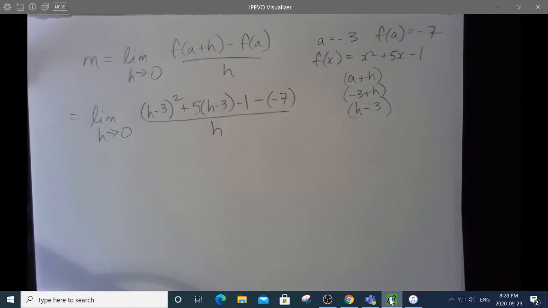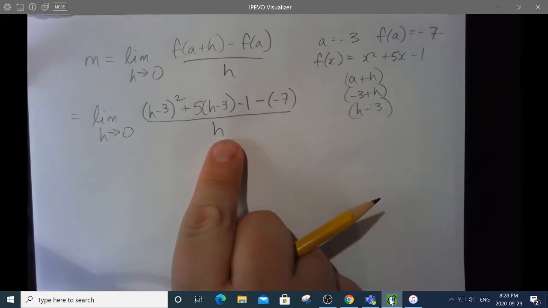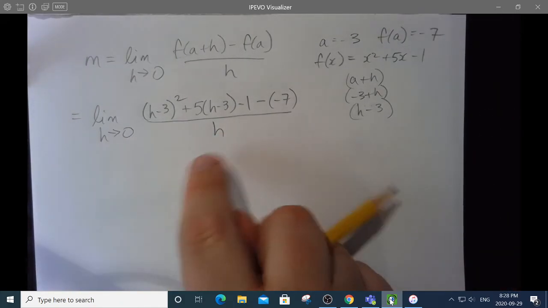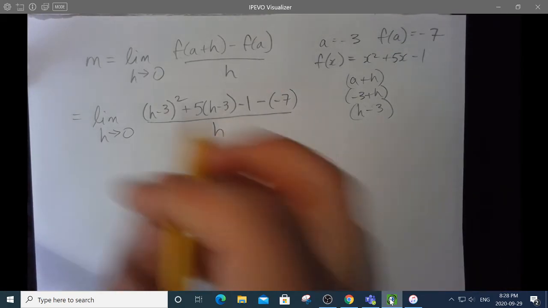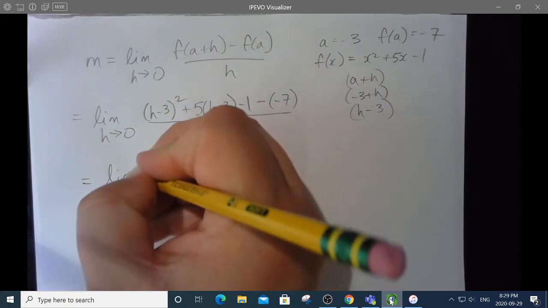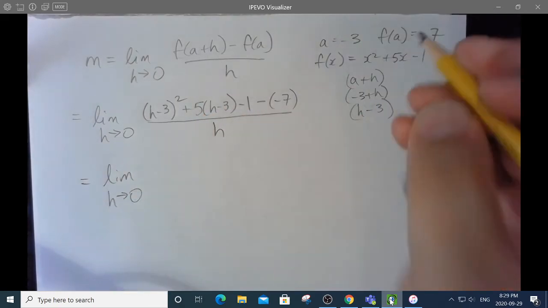All right, I'm going to have to use some algebra on that. Remember that the goal eventually, I can't plug 0 into h because then I divide by 0. So hopefully whatever happens on top here, I'm going to end up being able to cancel out that h. That's the goal. Otherwise, I can't find you an answer for the slope of this line.